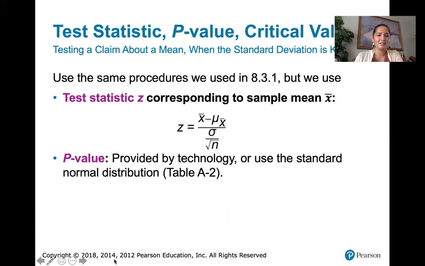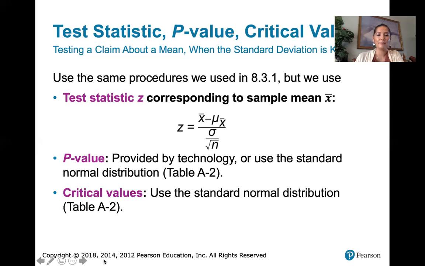And then we can find p-values associated with that with the p-value method. Since we're using a standard normal distribution, we can just use our table of z-scores. You get your positive z-scores and your negative z-scores in table A2, or you can use technology to find the p-values. And we can use technology or a standard normal distribution with table A2 to find the critical values as well.